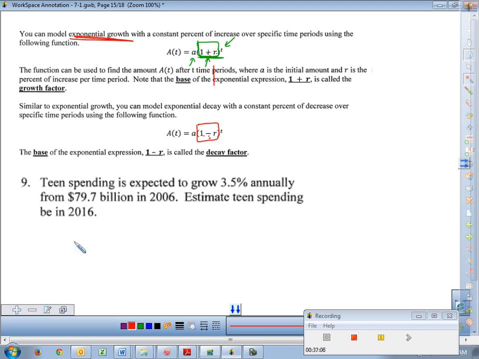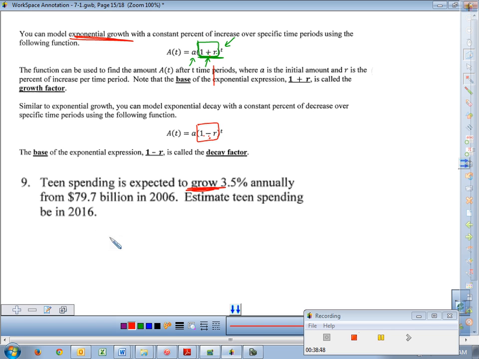Number 9, read it. You figure out by reading, is it a growth situation or a decay situation? This is a growth situation. It is amazing how that is so difficult for you in Algebra 1. Thank God you have matured mathematically, and you can read and see the word. It's going to grow by 3.5% annually, right? What does annually mean? Per year. From this much in 2006. Estimate team spending in 2016.